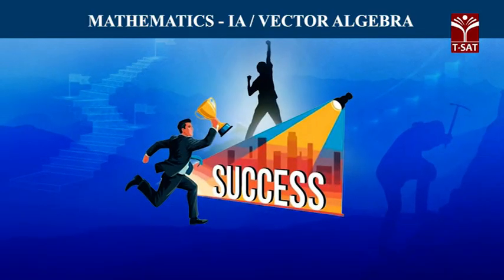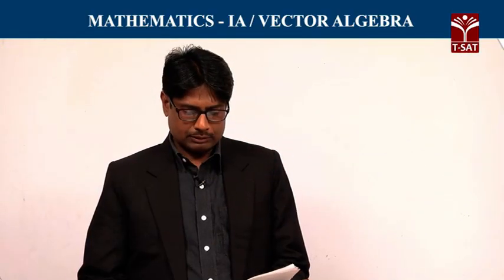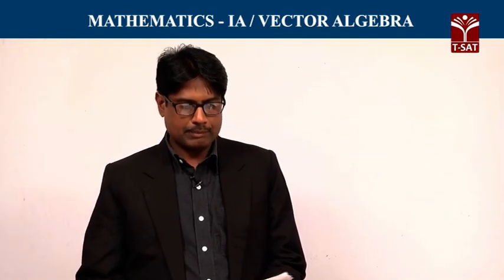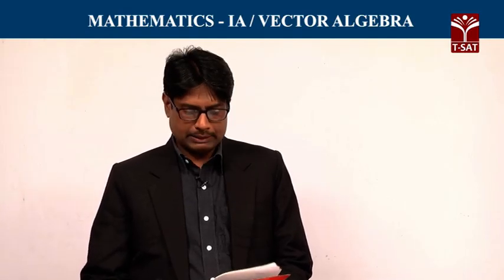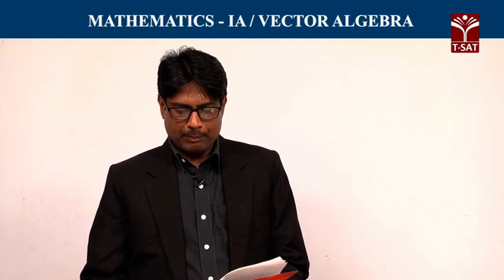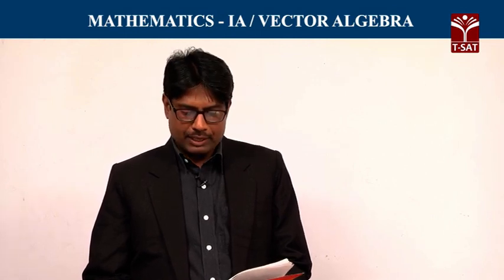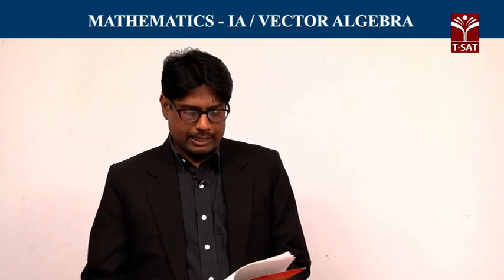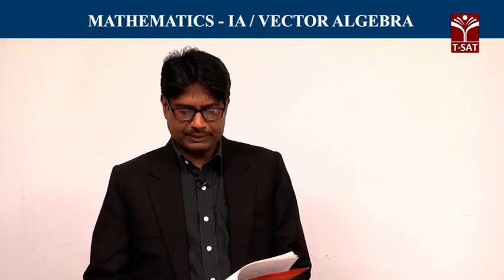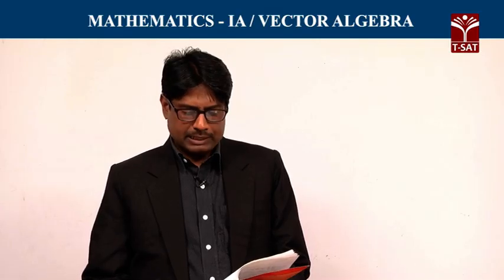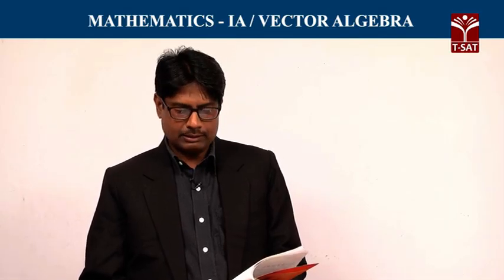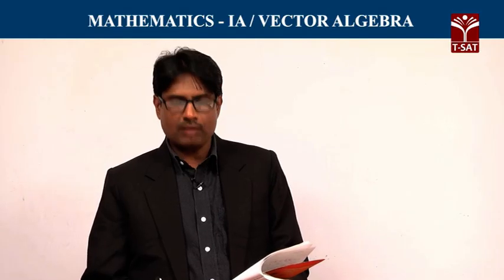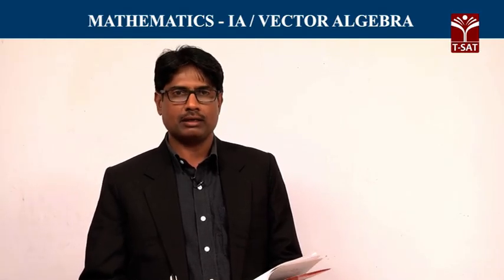A vector a bar is equal to 2i bar plus j bar minus 2k bar. B bar is equal to i bar plus j bar. If c bar is a vector such that a bar dot c bar equals mod of c bar, and mod of c bar minus a bar is 2 root 2, and the angle between a bar cross b bar and c bar is 30 degrees, then find the magnitude value of a bar cross b bar cross c bar.